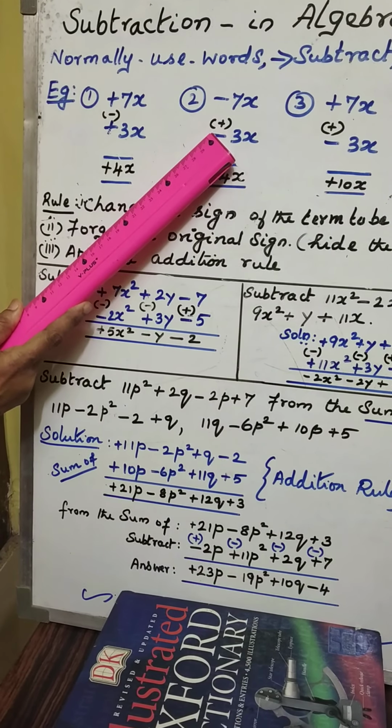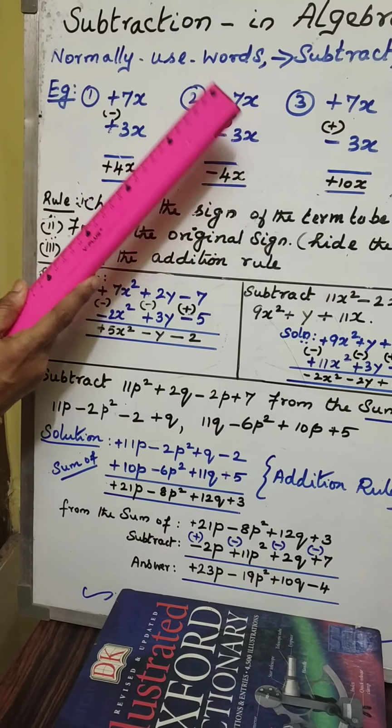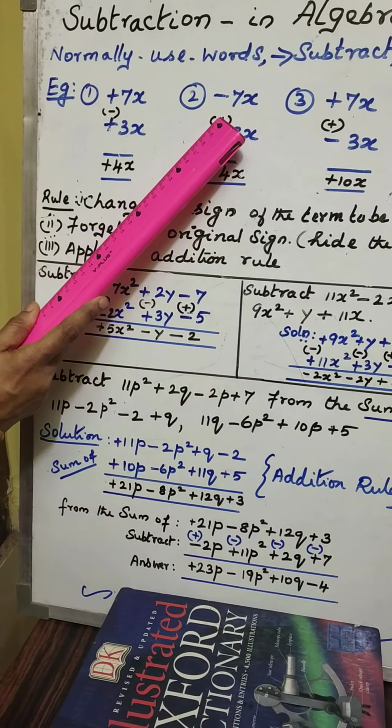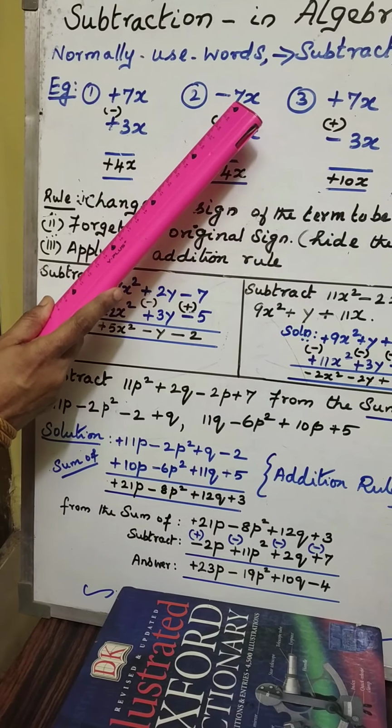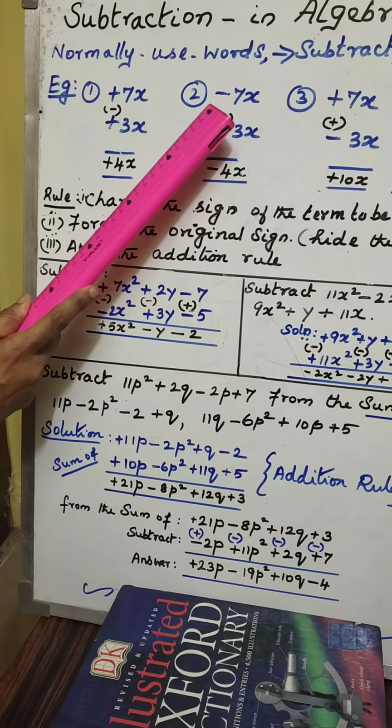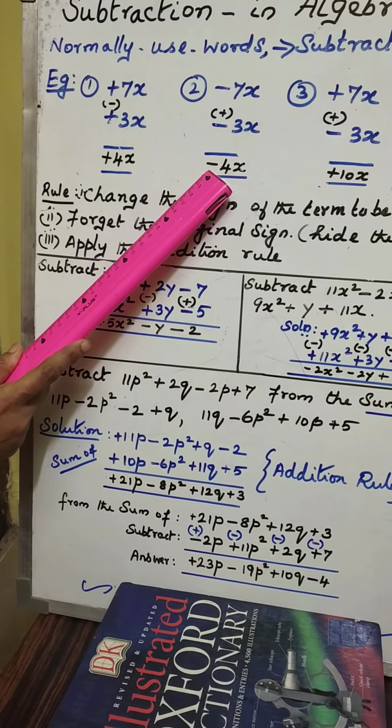Now, if you forget the original, what will happen? You have to apply the addition rule. One minus is there, one plus is there. Again, you have to find the difference between them and put the bigger number's sign. 7 minus 3 is 4. The bigger number's sign is minus, that is why I have put minus.